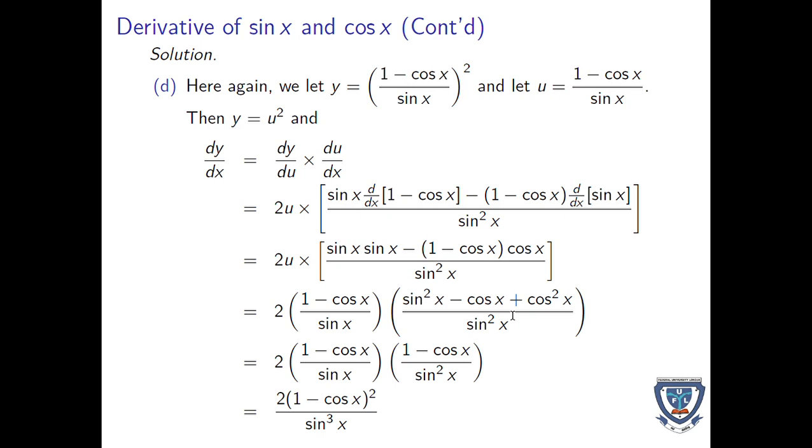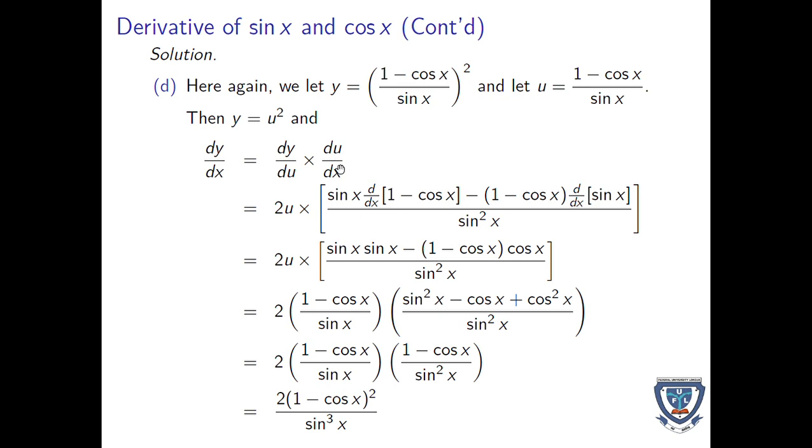Okay, and the last example, see here again, we let y to be this and let u to be the one inside. So y will now be u squared. Now you differentiate u with respect to x and you differentiate y with respect to u and take that product. It's as simple as that. So the dy/du here is simply 2u.